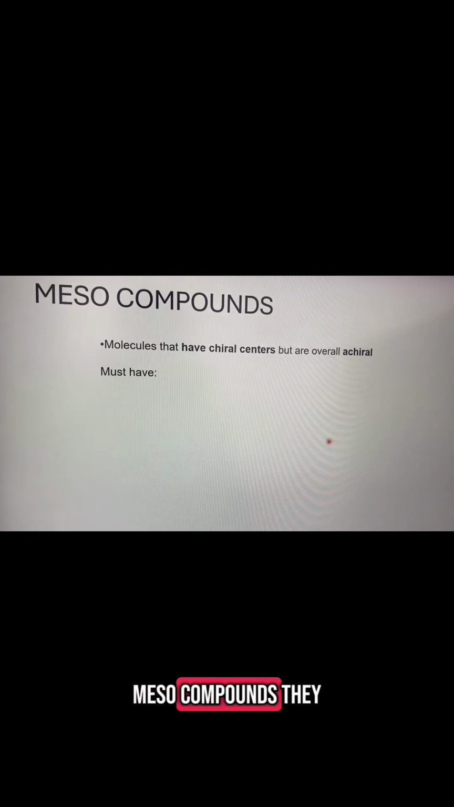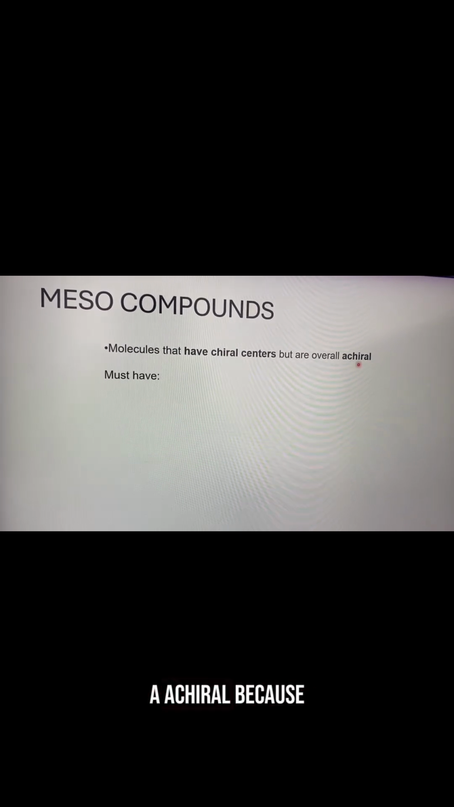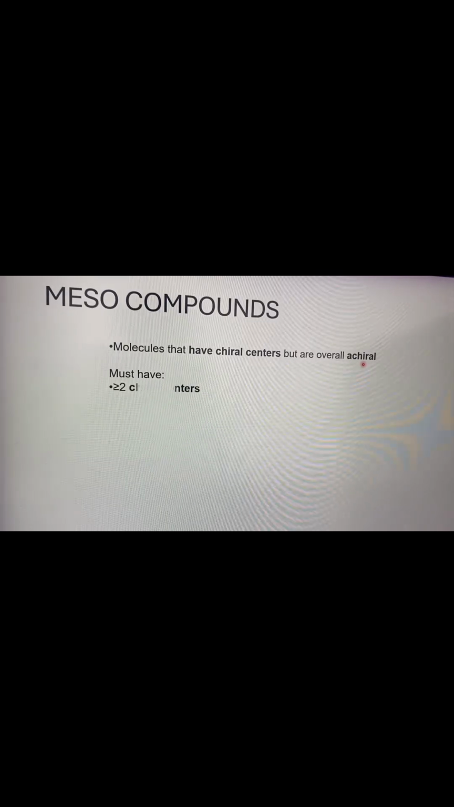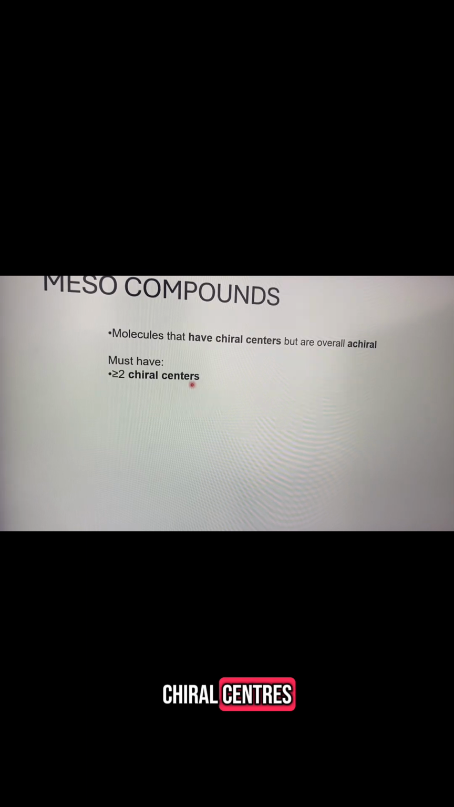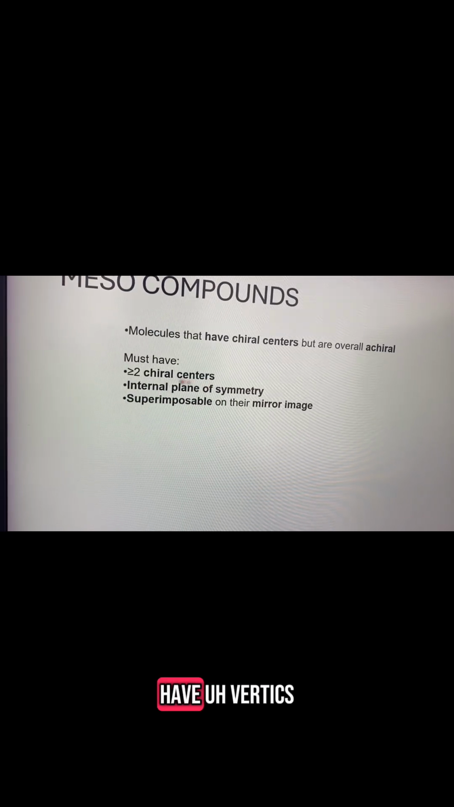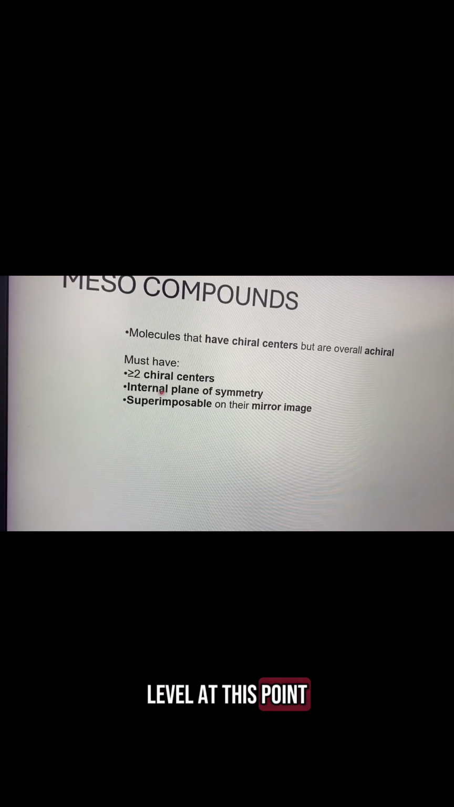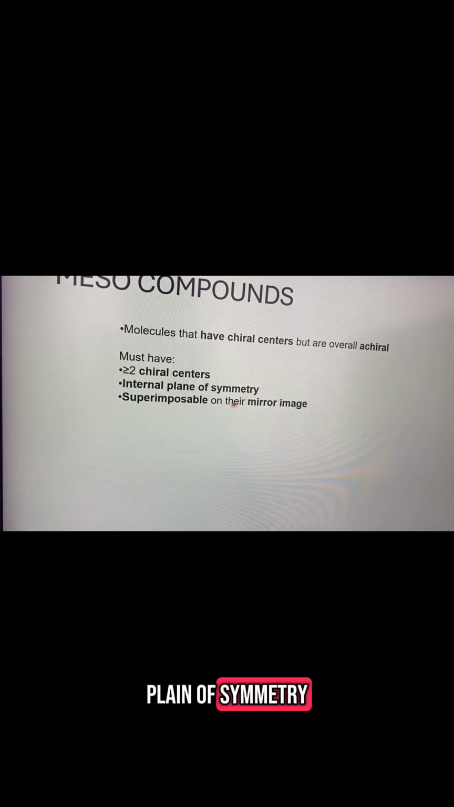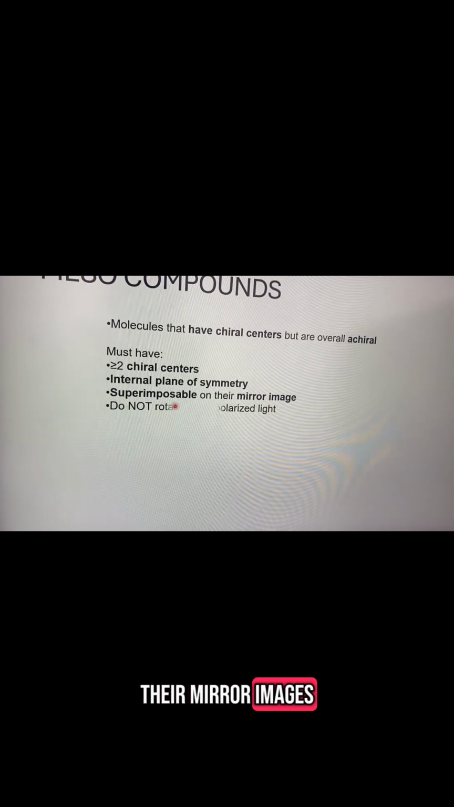For the meso compounds, they have chiral centers, but overall they're achiral because they have a plane of symmetry. The rules are they should have at least two chiral centers. It can be more than two. They should have an internal plane of symmetry, but sometimes they have an axis of rotation as well, but that is advanced level. At this point we're just going to call it an internal plane of symmetry, and they should be superimposable on their mirror images, and this is just a physical property.